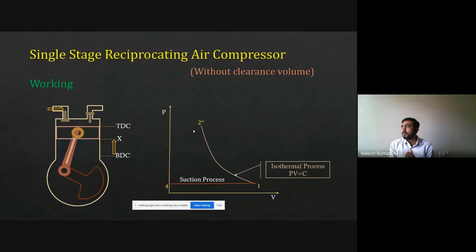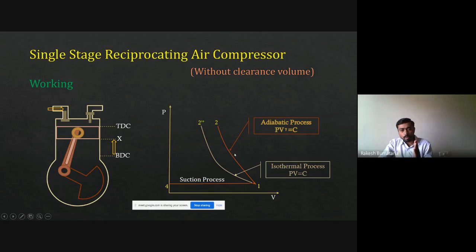Then which process will it follow? Another option is to follow the adiabatic process. What is an adiabatic process? There is no heat transfer. This one is the adiabatic process. The slope of the adiabatic process is a little bit away from the isothermal process, and we are all aware from our thermodynamics study that the area covered under the PV diagram is known as work transfer. If we use the adiabatic process, then the work or power consumption to run the compressor will definitely rise, which results in more power consumption. So it's difficult to follow the adiabatic process.